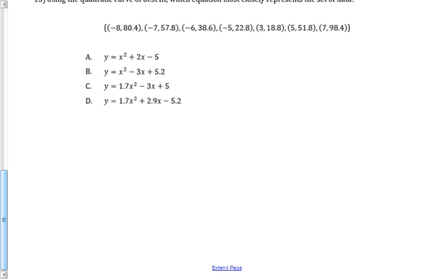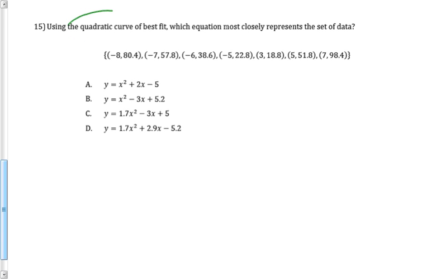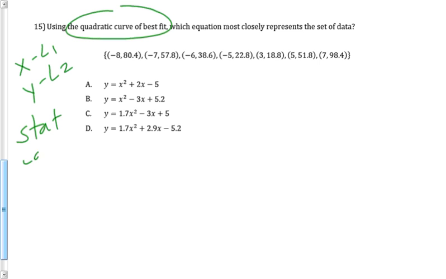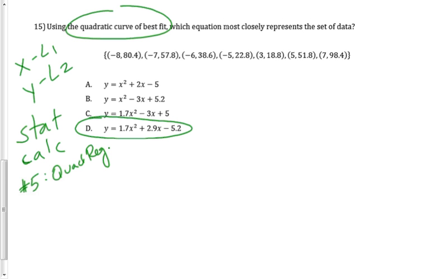Number 15, we're once again using a quadratic curve of best fit. So you're going to put your x values into list 1, your y values into list 2. You're going to go to stat, calc, and because it says quadratic curve, we're going to do option number 5, which will be quad reg. So once you do that, you should get an A value of 1.7, a B value of 2.9, and a C value of negative 5.2. So your correct answer should be D.